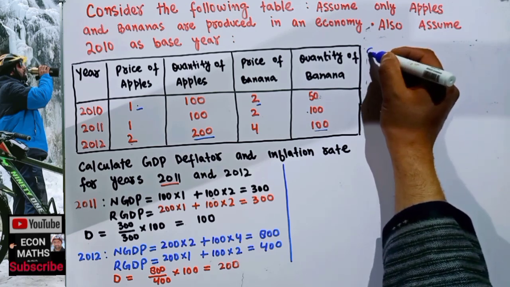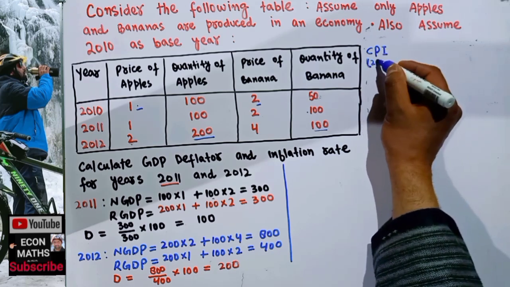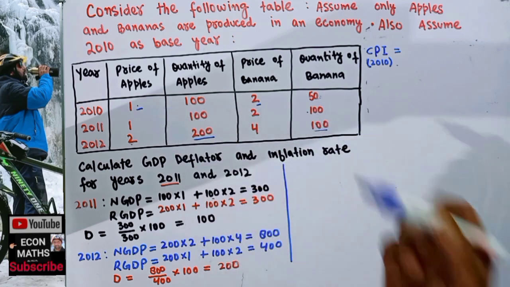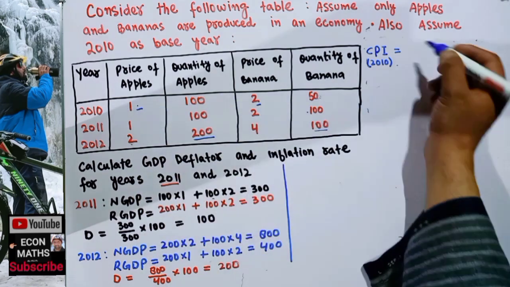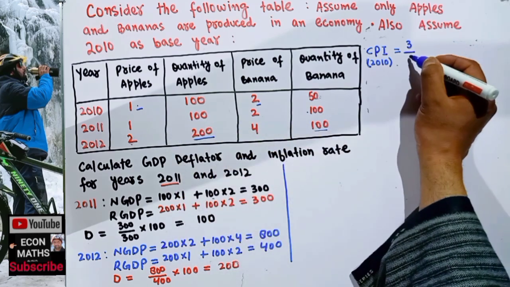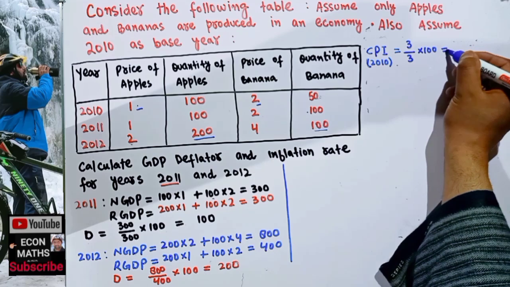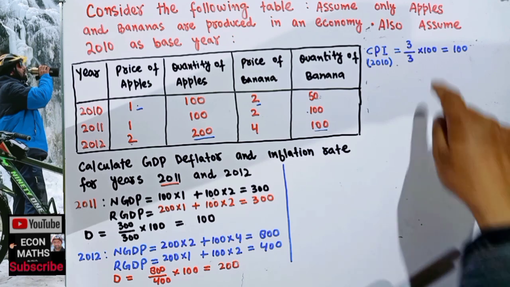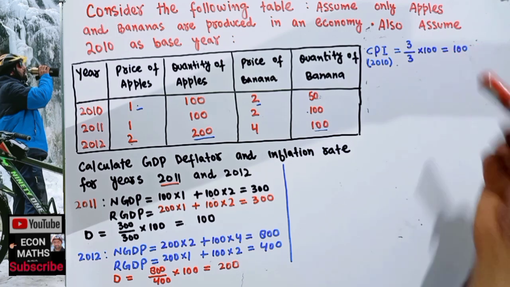So let us denote CPI, that is consumer price index, for the base year 2010. The consumer price index for 2010, which is the base year, is equal to, we add up the prices of apples and banana. So we have 2 plus 1 is 3. So we write the current prices and divide it again with the current prices. I am calculating CPI for the base year, and to this we multiply 100. So the base year will always be equal to 100, or 1000. Sometimes you can multiply it by 1000. So it will always be 100 or 1000. We take it as the base year.